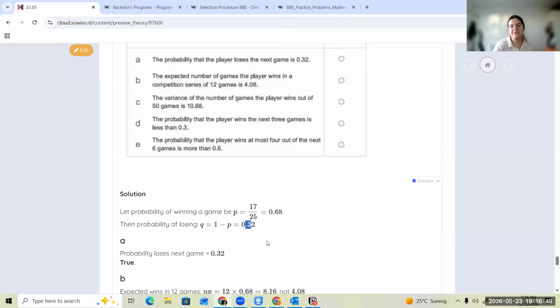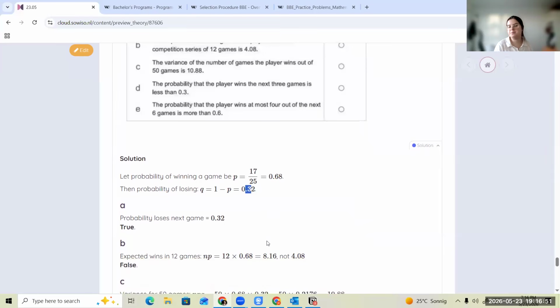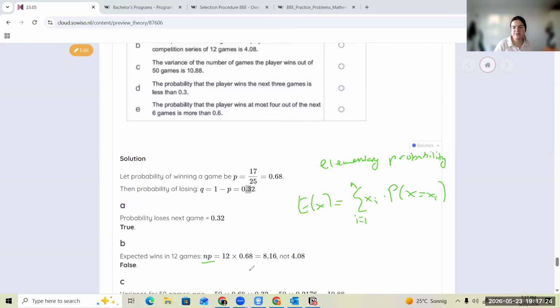The expected wins in a game is the expectation value. In a binomial distribution, it's just n times p. In elementary probability, the expectation value is a bit more complex than that. You have the sum of the probability times the value, but this is for elementary probability. For a binomial distribution, it's just n times p. Great, it is 8.16, not 4.8.